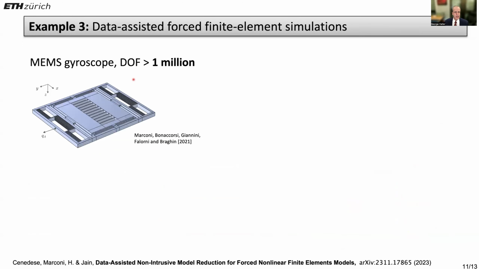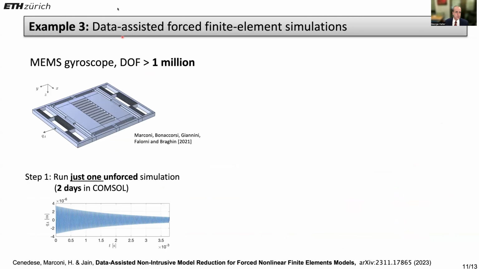This is one of the other examples I wanted to show you. This is basically a data-assisted finite element simulation. That's what we call it. So it's a very high degree of freedom MEMS gyroscope, more than 1 million degrees of freedom. It's a pain to simulate. So in COMSOL, this one decaying trajectory took a lot of background work, probably months, and after that, 2 full days of simulation just to get this, right?